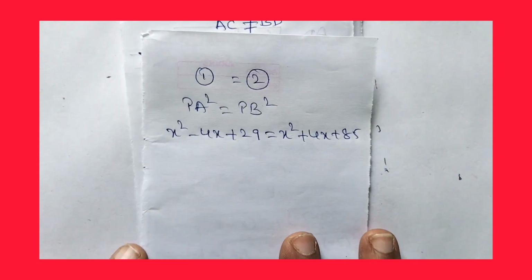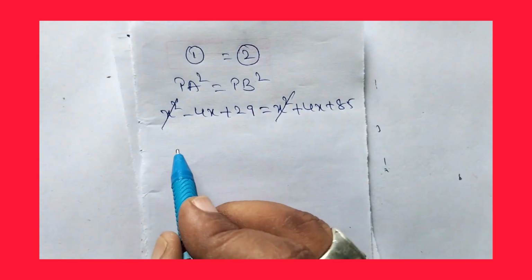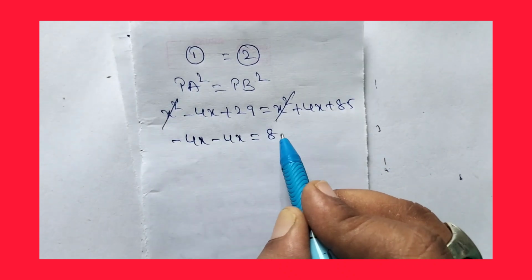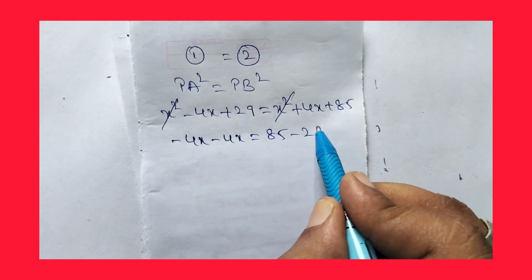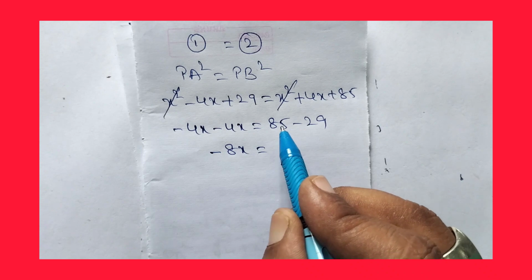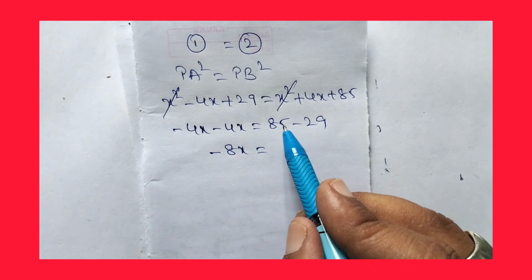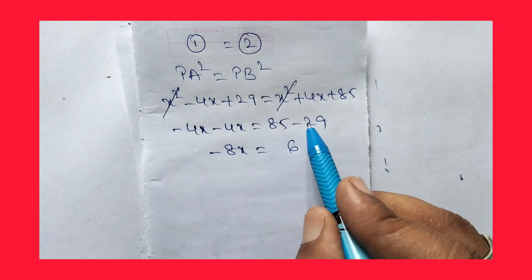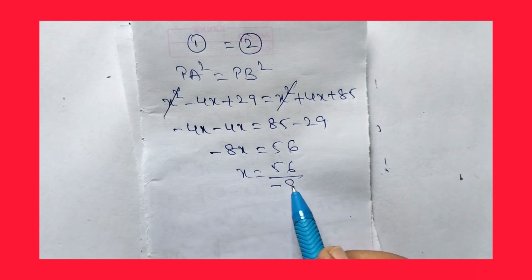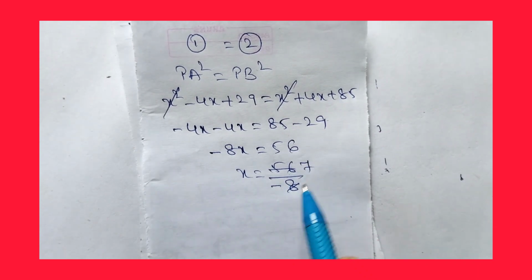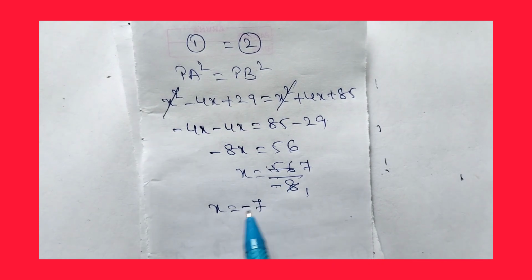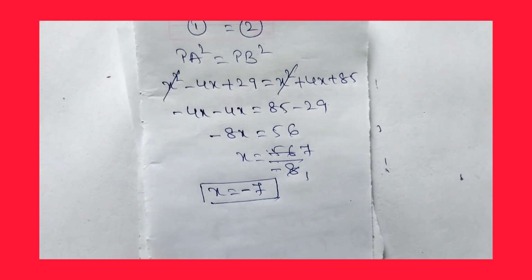So now let us solve. x square cancels. Minus 4x, you bring it over, it becomes plus 4x, minus 4x minus 4x is minus 8x, is equal to 85. You bring plus 29, it will become minus 29, so 85 minus 29 is 56. So x is equal to 56 by minus 8. 8 sevens are 56. x is equal to plus divided by minus is minus 7. The value of x is minus 7.